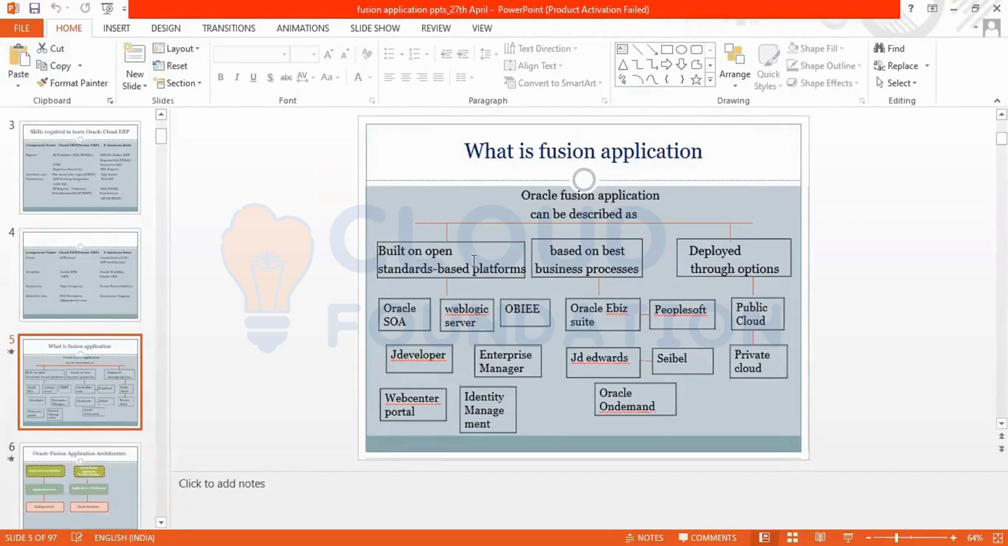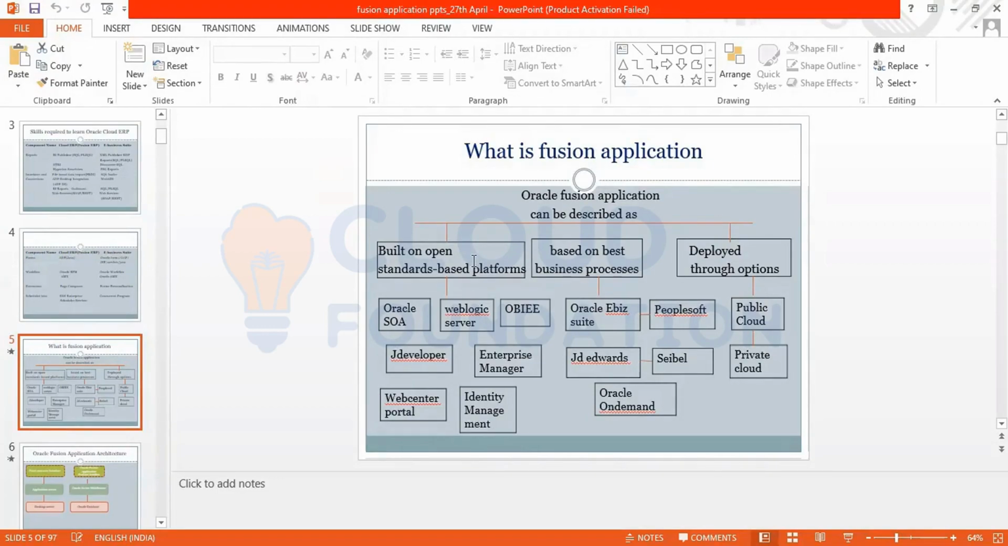Fusion application is based on an open standard platform. Open standard means it has a functional part and a technical part, both. It is based on business processes. That means it is based on Oracle eBusiness Suite, PeopleSoft, JD Edwards. But these are the business processes. And it is deployed through options. Deployed through options means it has a public cloud and a private cloud.